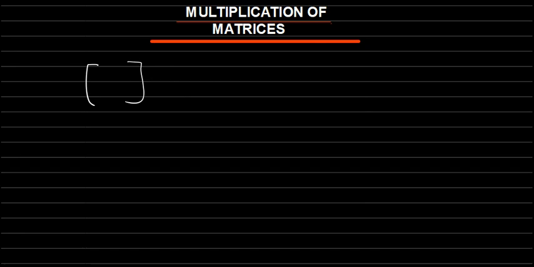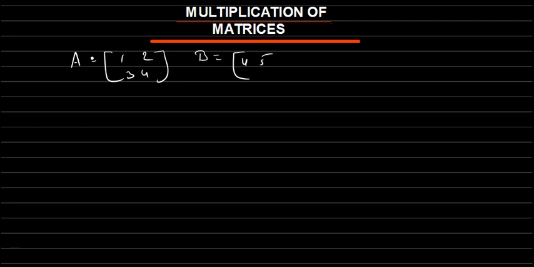So how to do the multiplication? In any kind of matrix operation, multiplication, addition, subtraction, you need at least two matrices, A and another one, B. What do you mean by A plus B? You just need to add the corresponding elements of each matrix, and you will get the answer.